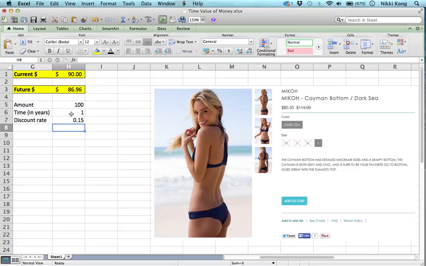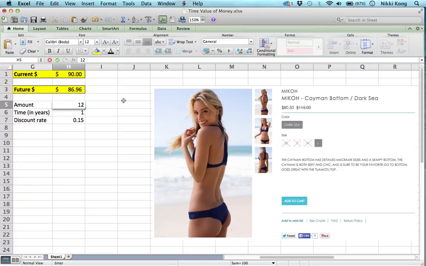So according to these numbers, the value of the money that my dad would give me in the future is only $86.96, which is less than what I have now. So for me, it would be better to buy the swimsuit now and not hold off a year like my dad wanted me to. Let's say in a year's time, he says, I'll give you $120.